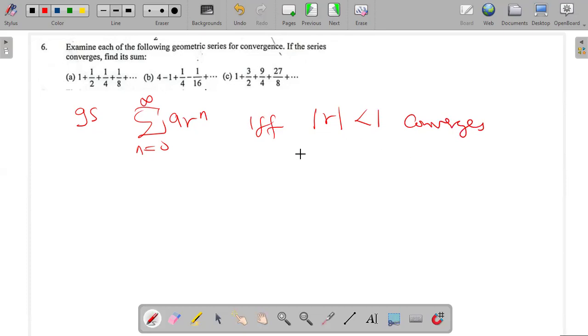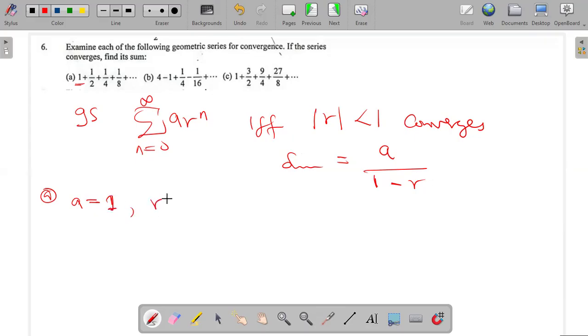Then the sum is just going to be given by a over 1 minus r, where a is the first term and r is the common ratio. So that's what we're going to do here. Look at this closely. What do you first have to examine here? For the first one, in part a, our first term a is 1.